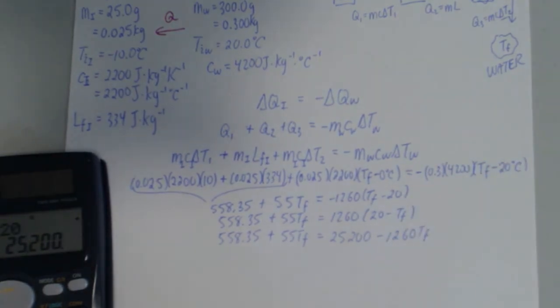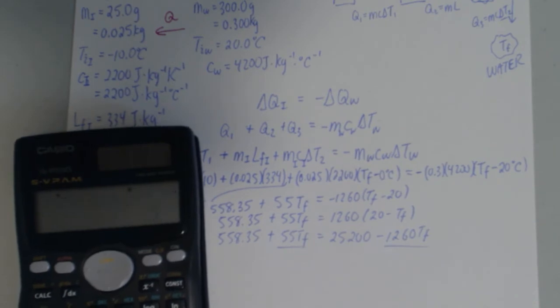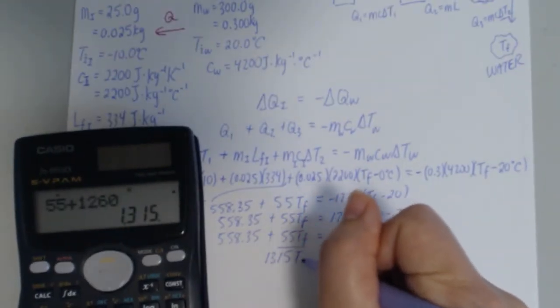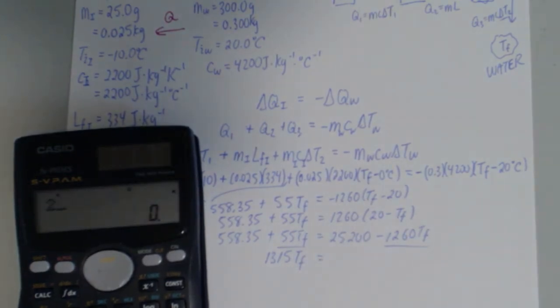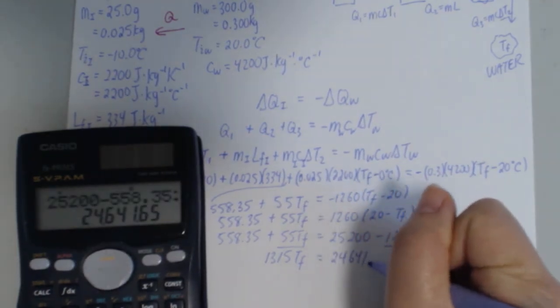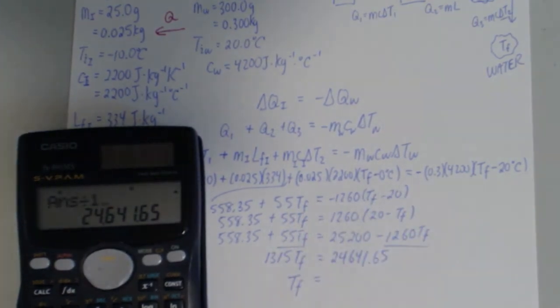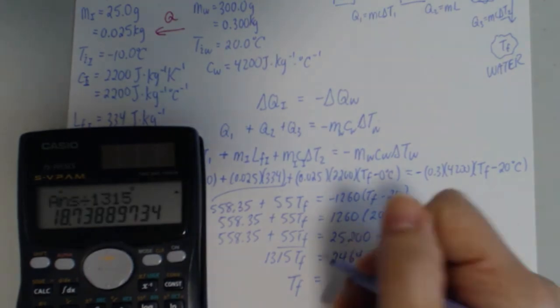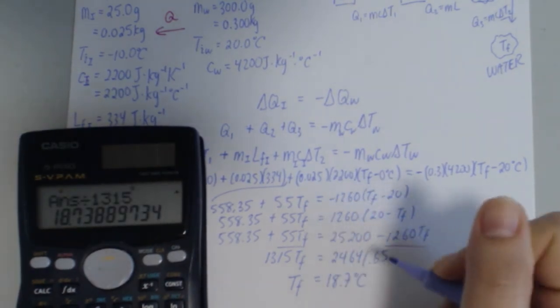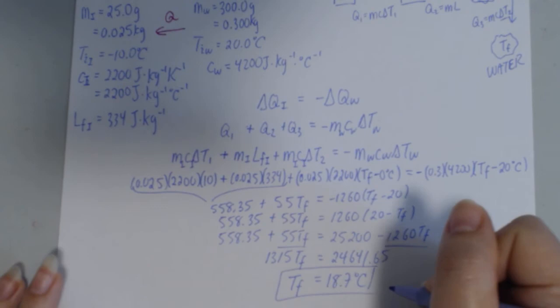Okay, at this point, we have to collect our like terms. So we have TF here and TF here. Bring the negative TF on the right over to the left. So we have 55 plus 1260, that's 1315 T sub F. And take that 25,200 on the right and subtract from it the positive 558.35 on the left. So 24,641.65. So take that and divide it by 1315. And we get 18.7 degrees Celsius. So that is pretty reasonable. So the temperature in the water dipped a bit, not substantially.